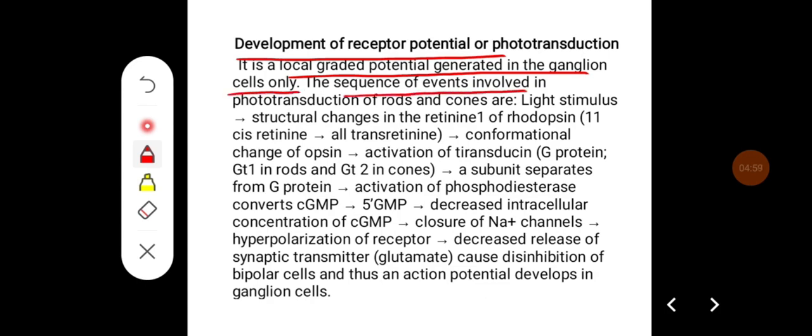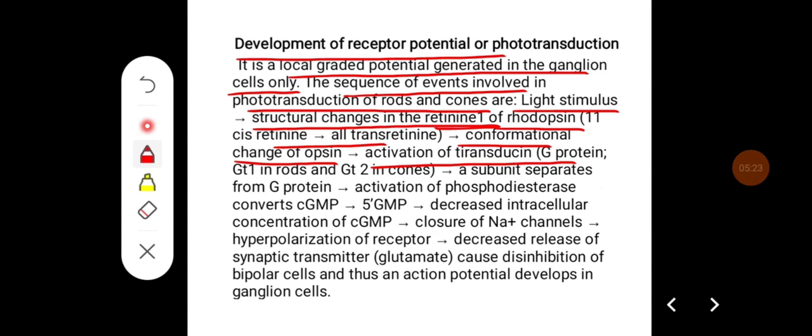The sequence of events involved in the phototransduction of rods and cones is as follows. When light stimulus occurs, there will be structural changes in the retinal 1 of rhodopsin. That is, 11-cis retinal gets converted into all-trans retinal, which leads to conformational change in the opsin, which causes activation of transducin, that is G protein, that is GT1 in rods and GT2 in case of cones. The alpha subunit separates from the G protein, and there will be activation of the phosphodiesterase, which converts cyclic GMP into 5-GMP.